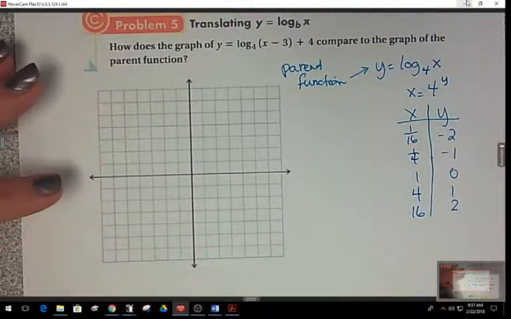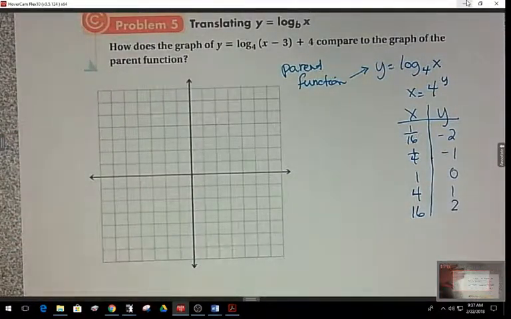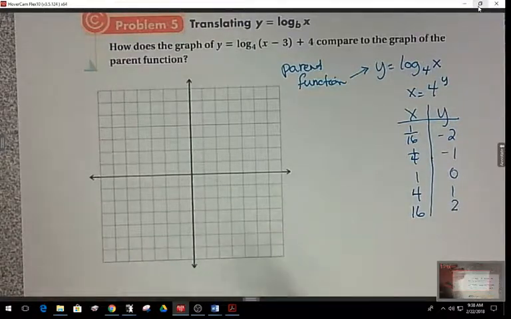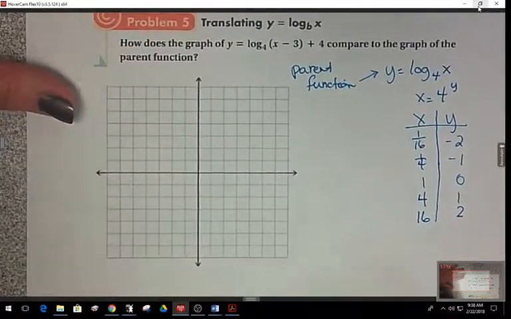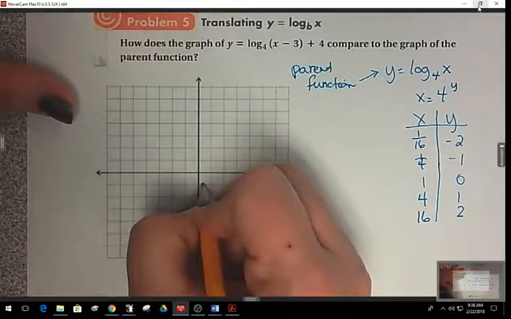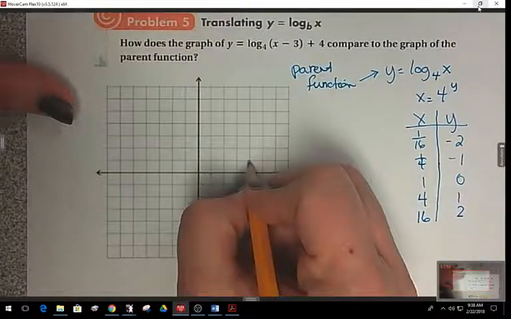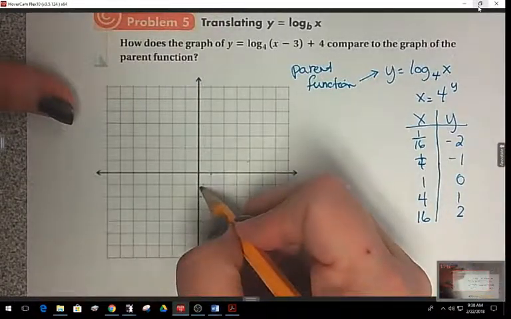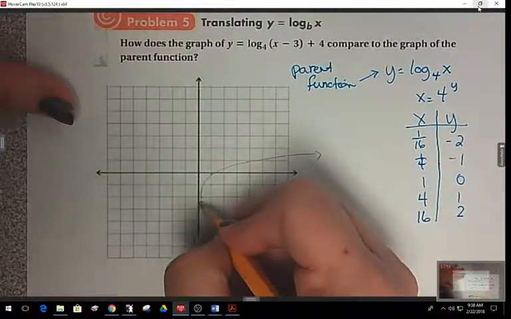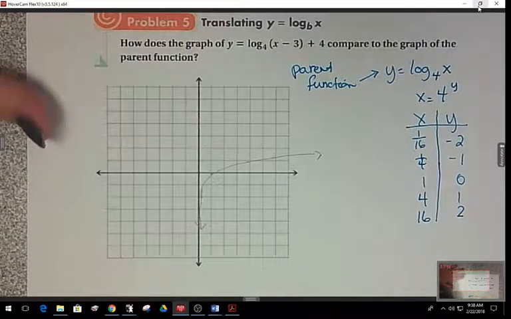And now I'm going to graph this in pencil, because I don't want to keep the parent graph on here, but I need it so I know what the shift is going to do and where it's going to come from. So when I plot these, now here's what I've got.